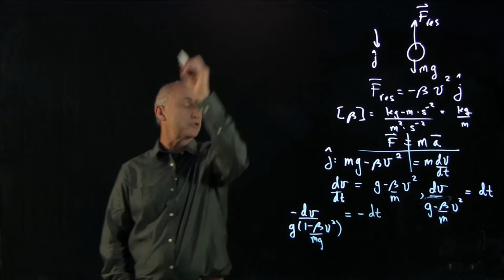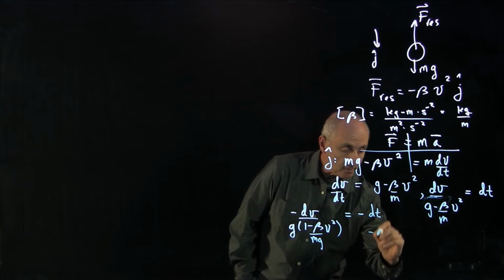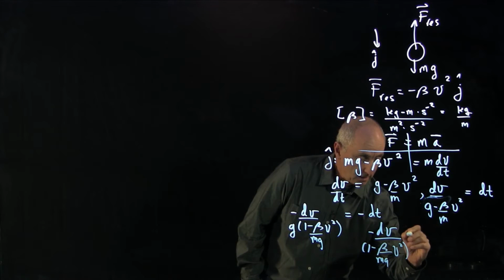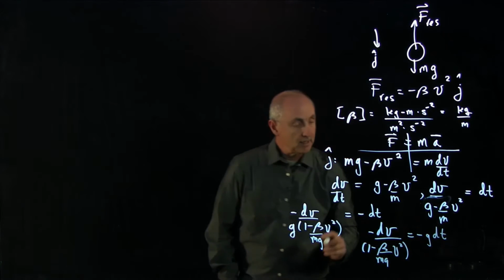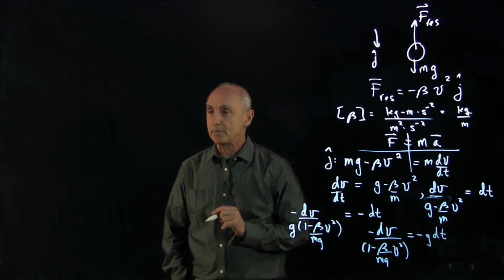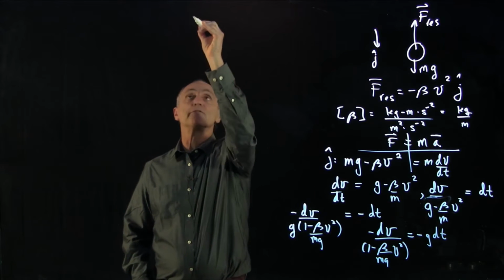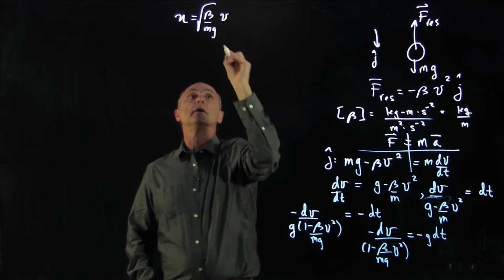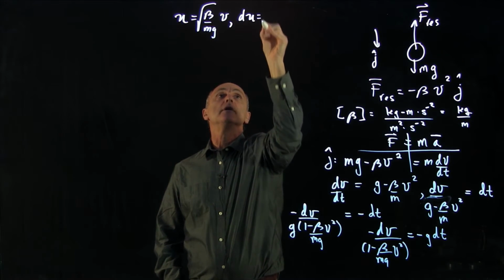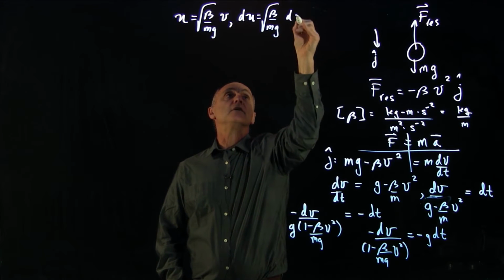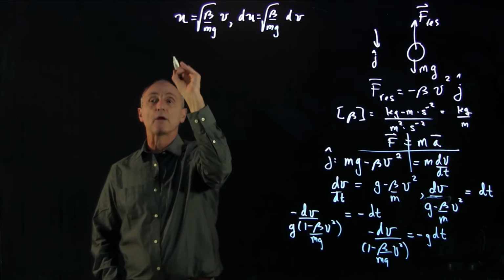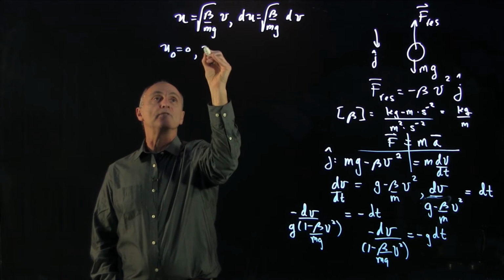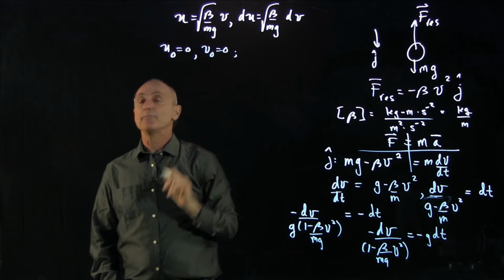And now I can get this equation in the form that I'd like to integrate, which is minus dv times 1 minus beta over mg v squared equals minus g dt. Now, the trouble here is this integral is a little bit complicated, so I'd like to make a change of variables. My change of variables will be u equals the square root of beta over mg times v. And that implies that du is the square root of beta over mg times dv. And the limits: if we start our object at rest, so v naught equals 0, then u naught equals 0. That's our first limit.